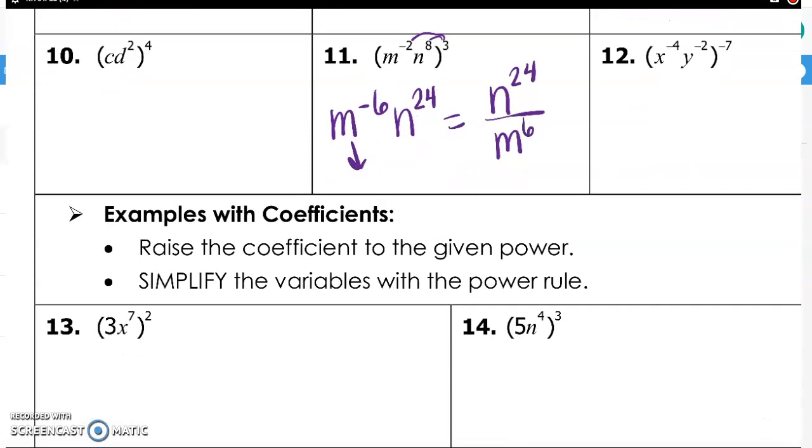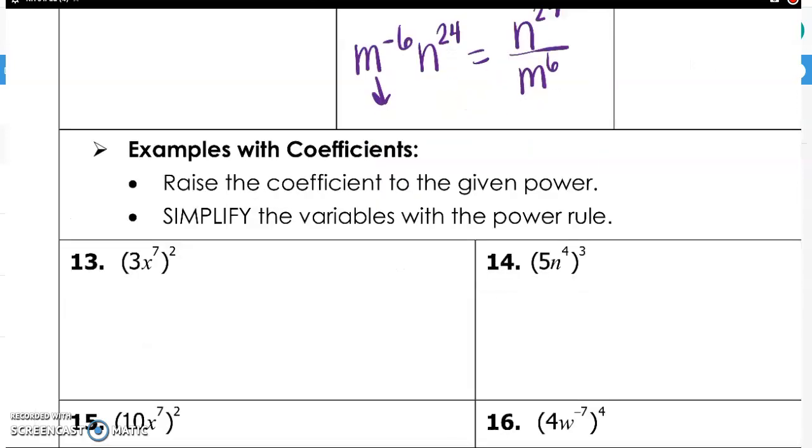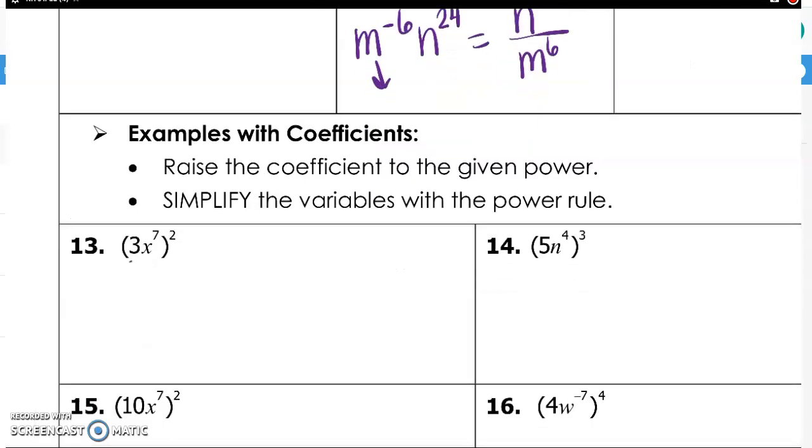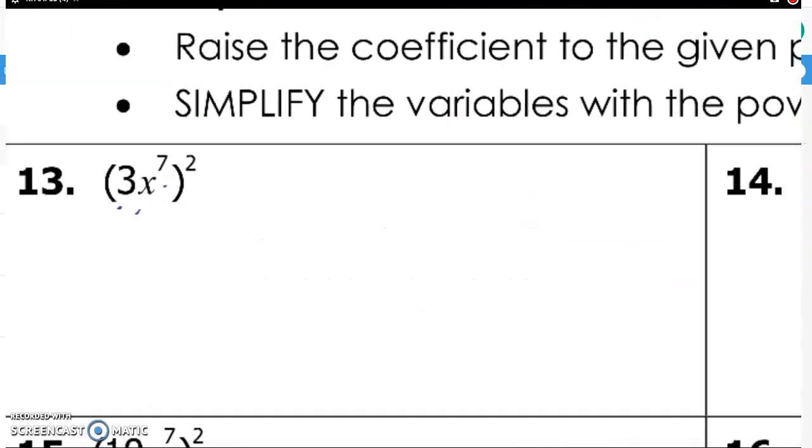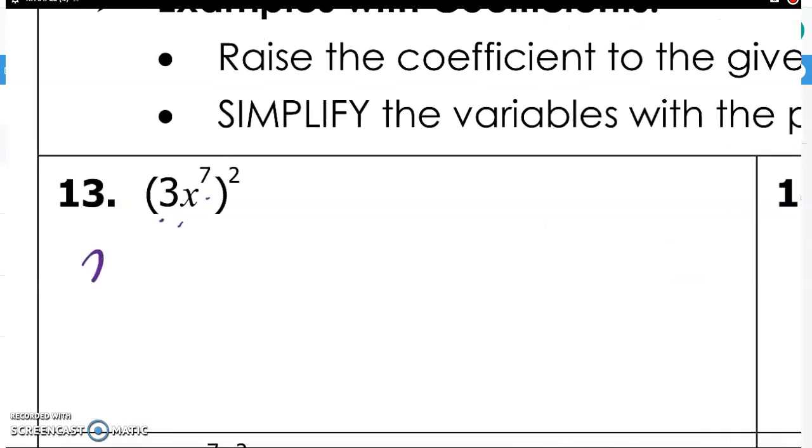Now, if you have a number and then a variable, make sure you notice the difference between, in 13, we have a number that does not have an exponent, and then the variable that does have an exponent. In these first few, the number went to the exponent, so that's why you left the 8. Okay, so now what you are doing, and I'm going to write this one out, you are actually doing 3 squared times x to the 7th squared. So you need to square both things. You don't do 3 times 2, okay, because 3 is the actual number. So if it helps you to write those out as 2 separate things, then do that.